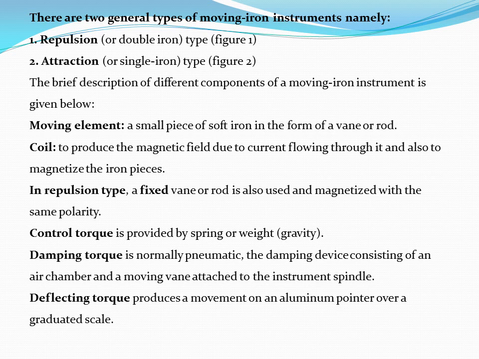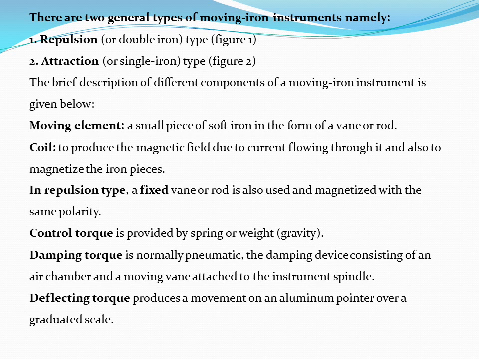Coil: to produce the magnetic field due to current flowing through it and also to magnetize the iron pieces. In repulsion type, a fixed rod is also used and magnetized with the same polarity. Control torque: it is provided by spring or weight. Damping torque: it is normally pneumatic.